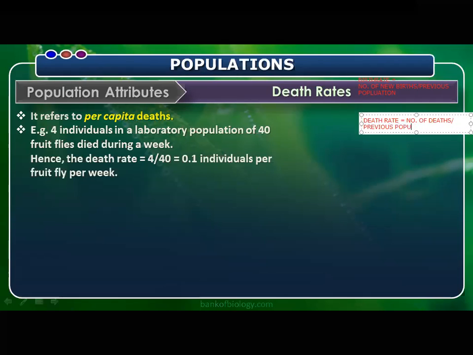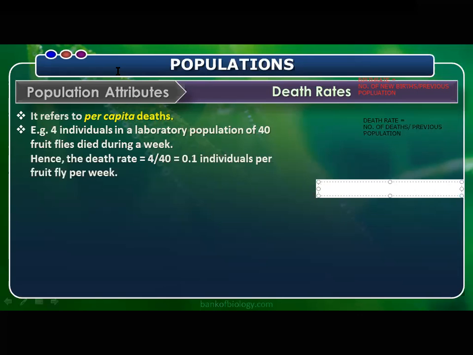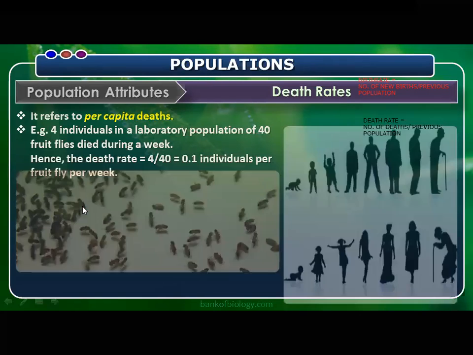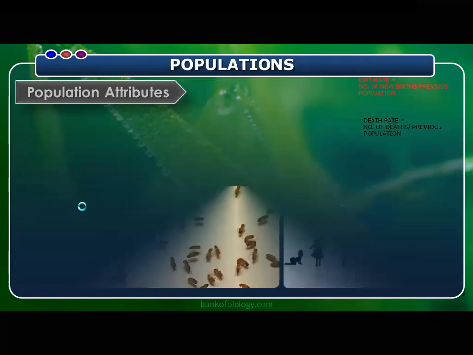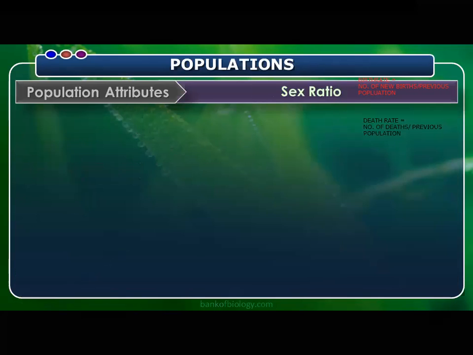What is the previous population? 40. So number of deaths by the previous population gives the death rate. Shall we change the color? Black is better for us. Yeah, so that's it. So the death rate here is 0.1 individuals per fruit fly per week. So you should write the calculations and work them out.